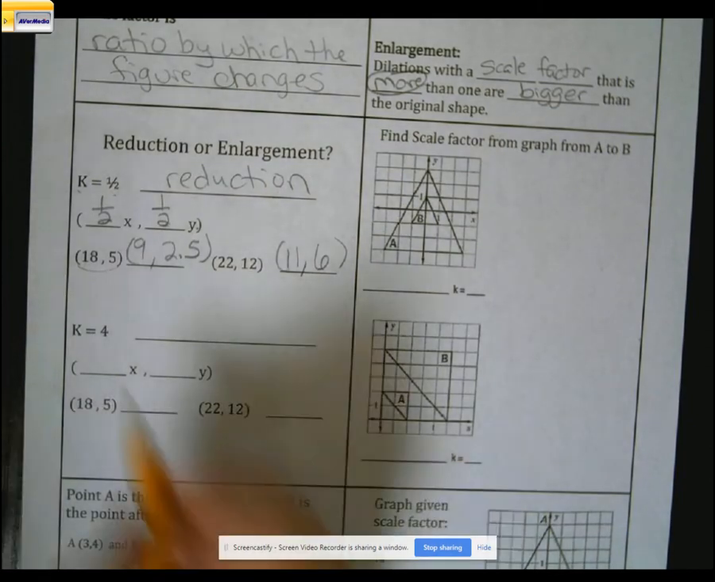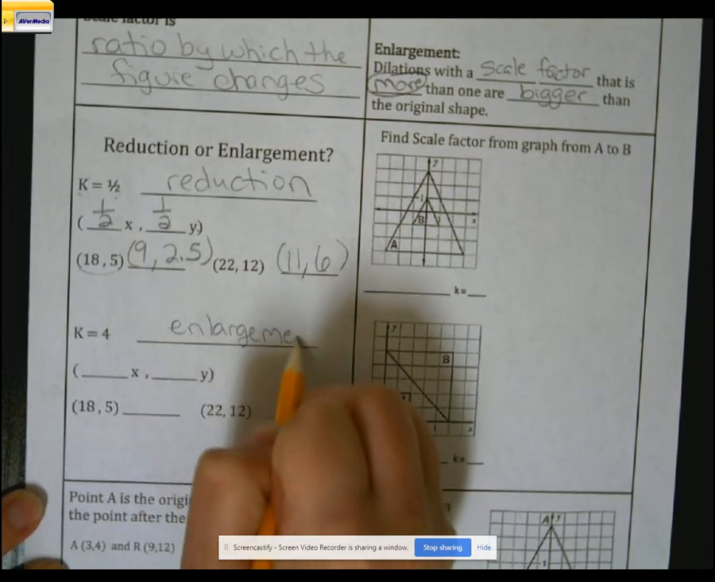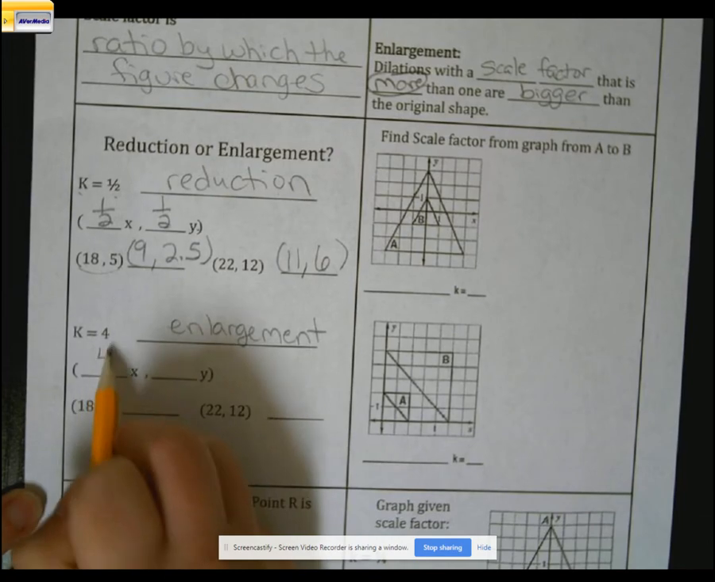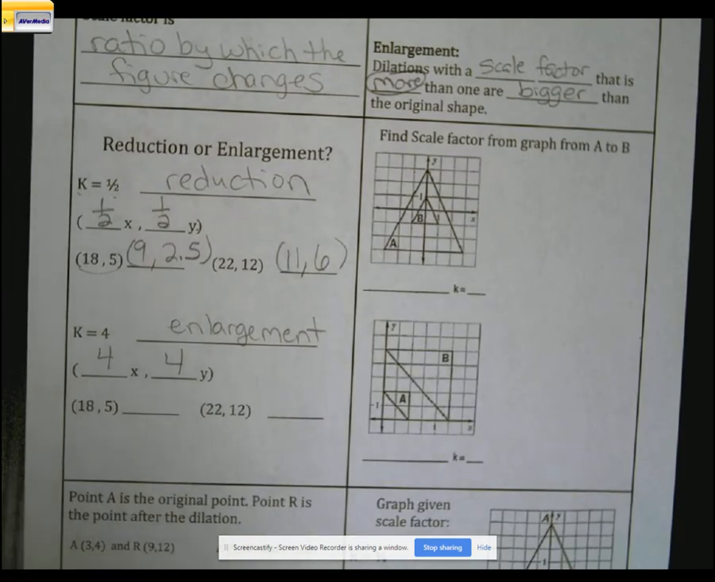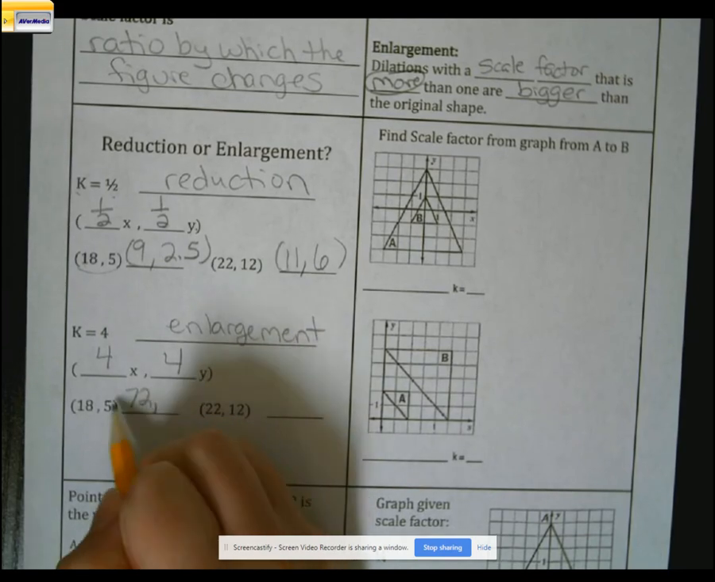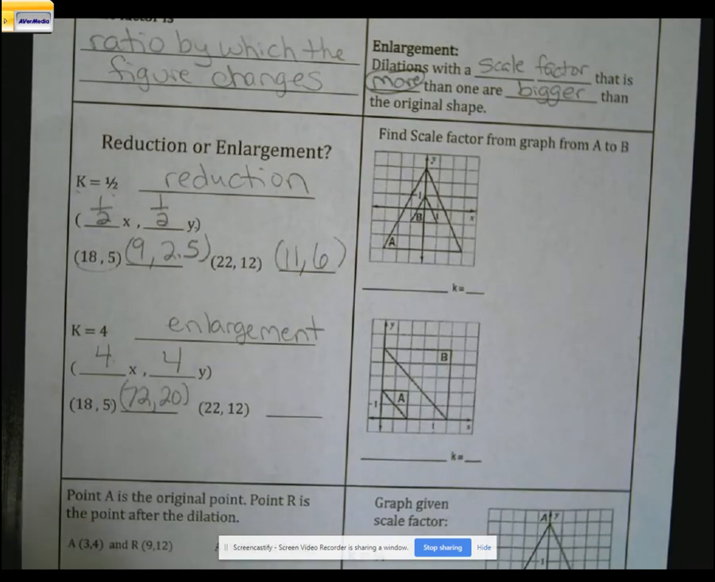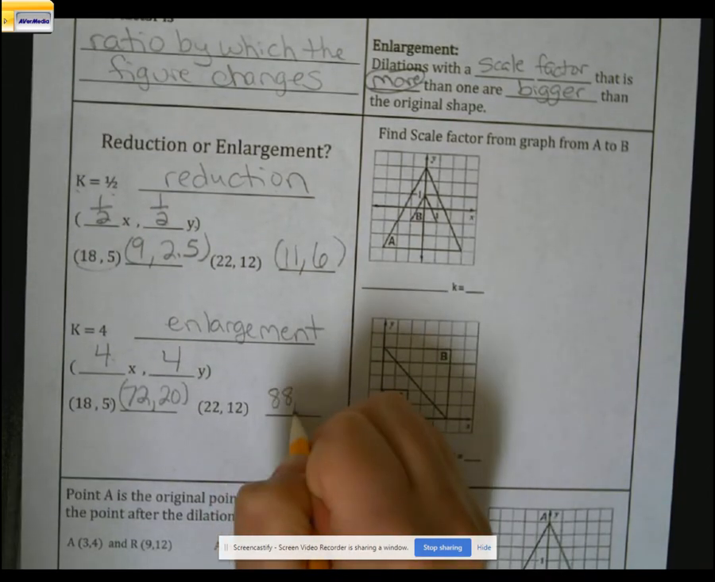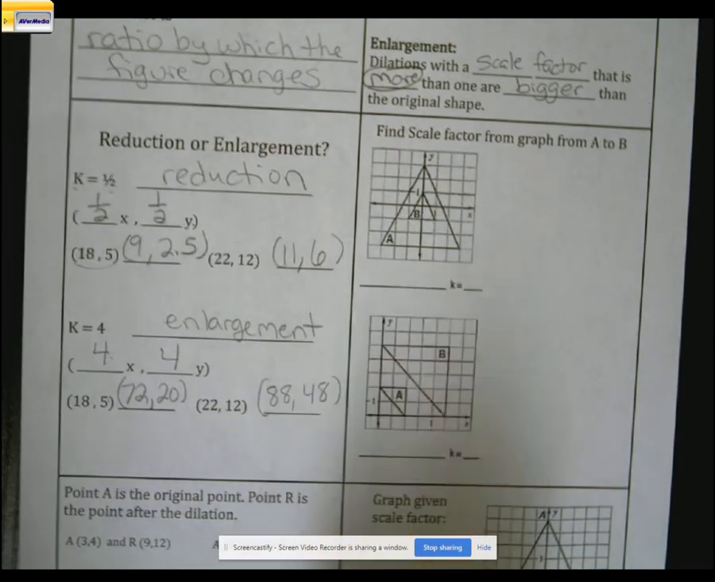I've got a scale factor of 4, so that's going to be an enlargement because it's bigger than 1. So I'm going to put that scale factor 4 next to my x and my y. Now I'm going to do the same thing, except instead of taking half of it like I did here, I'm going to multiply by 4. So 18 times 4 is 72. 5 times 4 is 20. That's my new ordered pair there. My next one, 22 times 4 is 88, and 12 times 4 is 48. And that's my new ordered pair there.